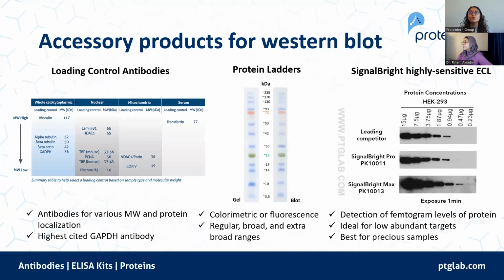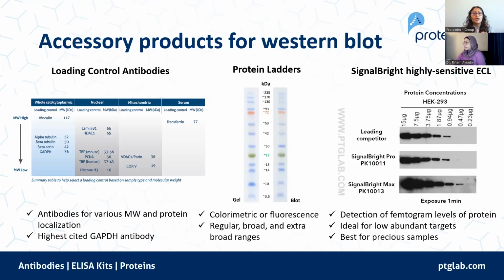And lastly, when you are characterizing an antibody, oftentimes Western blot is going to be your initial application. So in addition to antibodies against your protein of interest, Protein Tech also offers accessory products for Western blot, such as loading control antibodies in order to allow you to properly interpret your blots. We also offer a variety of controls based on sample type and the molecular weight of your protein of interest.